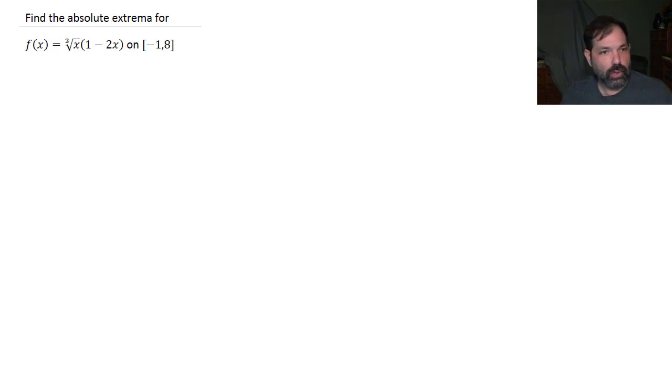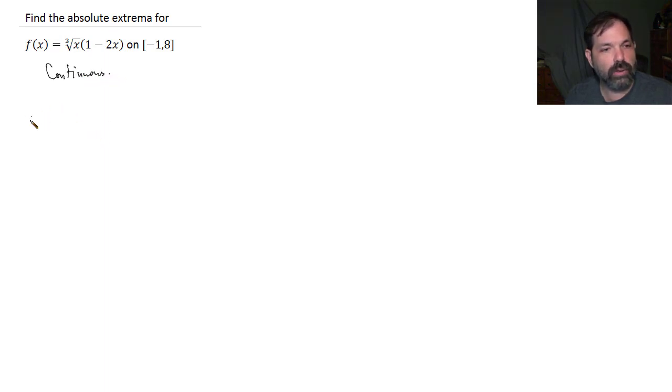All right, so we have the function cube root of x times 1 minus 2x. That function is continuous over the entire interval negative 1 to 8. There's no concerns about divisions by 0 on that interval, or square roots of negative numbers. I should say even roots more generally. We have an odd root, so we're not worried about odd roots of negative numbers. So continuity is fine.